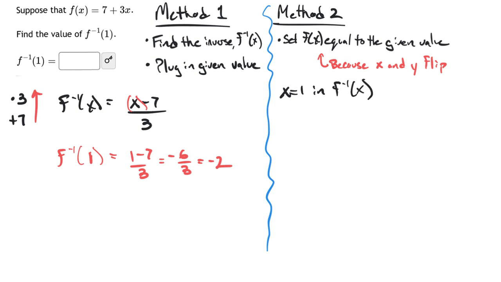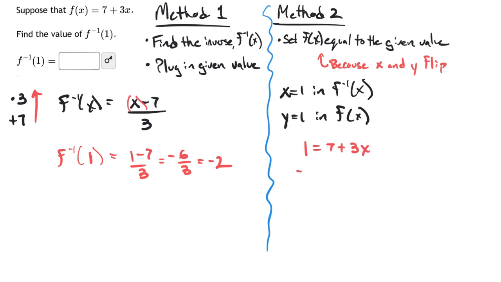That means if x is 1 in the inverse, that means that y is 1 in your original, f of x, right? That's what that's telling us when we talk about x and y values flipping. If we know an input in one, you really know the output of the other. So what you could do is set 1 equal to 7 plus 3x, and then you could just solve this right away.